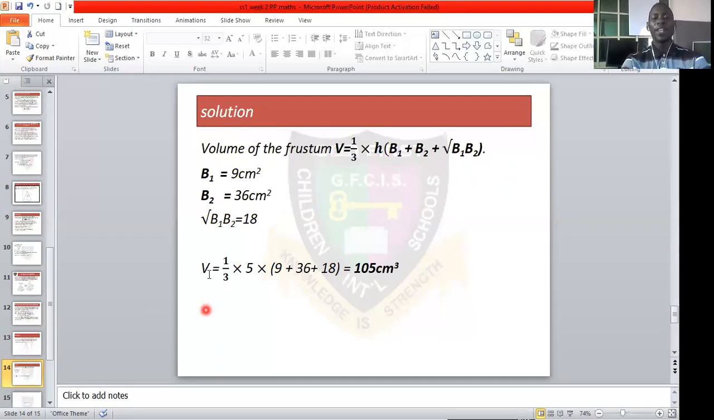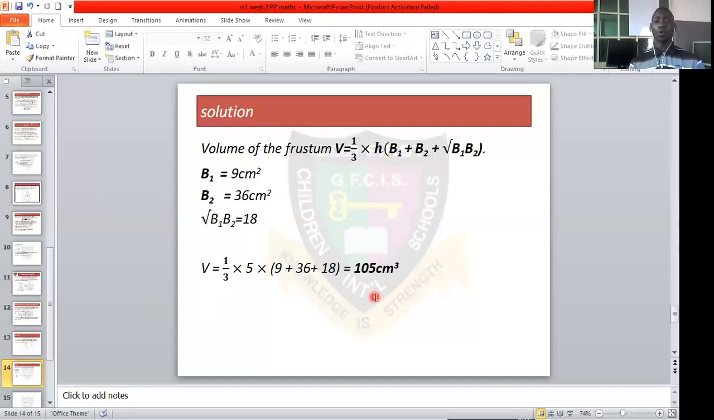So applying the formula, V equals 1/3 times H, H here is 5, times B1 which is 9, plus B2 which is 36, plus 18. This will give you 105 centimeters cubed.